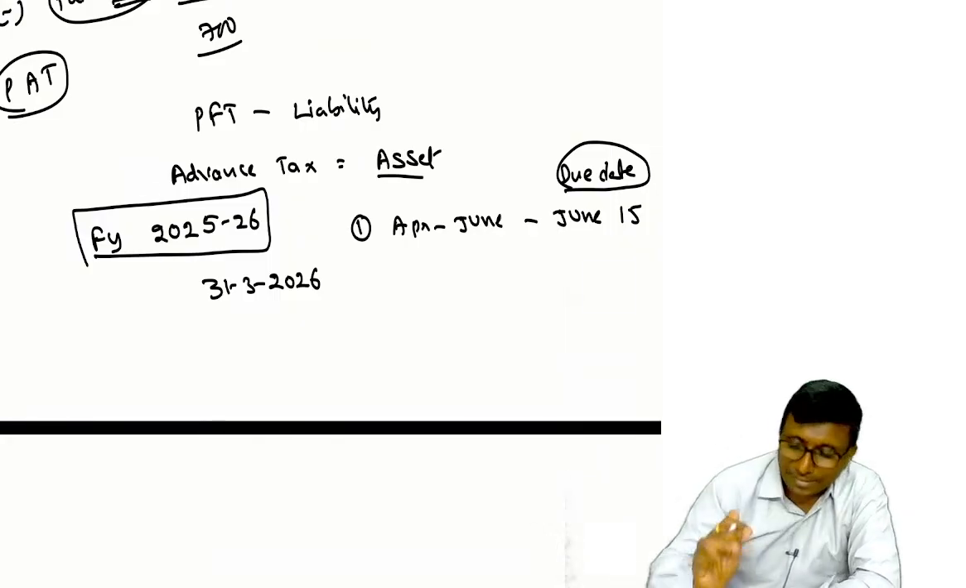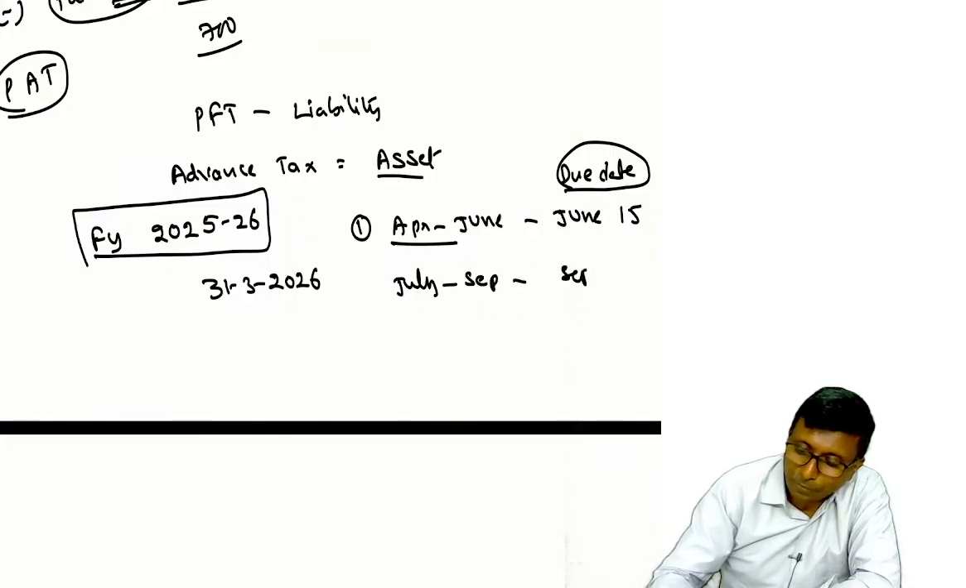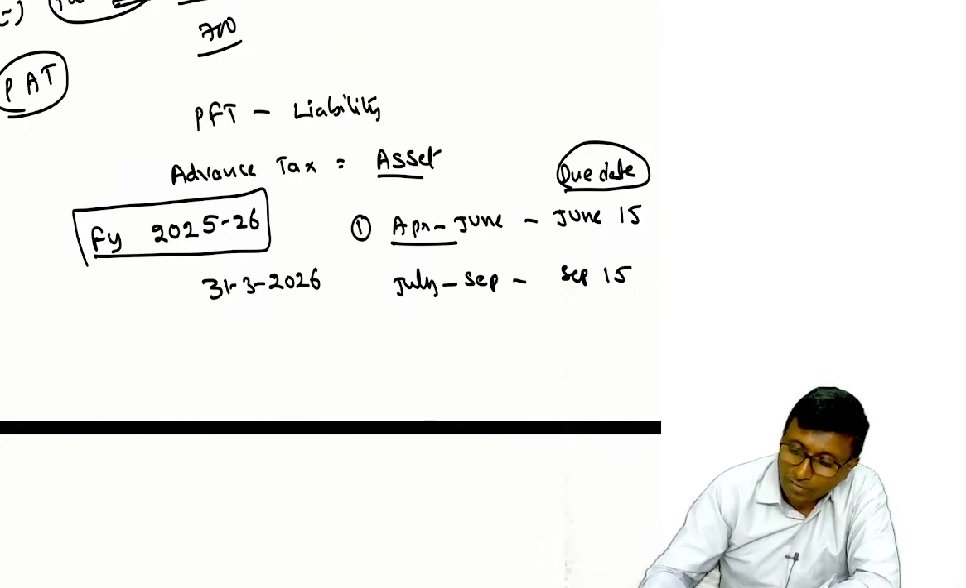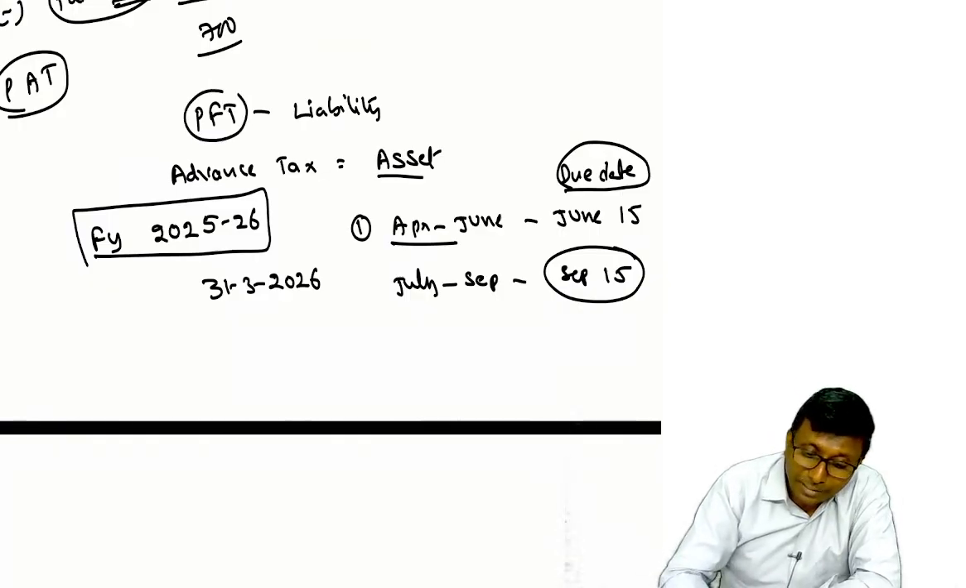Okay, like that. So April to June you should pay. Sir, okay, then July to what? July to September. Yes, by September 15th you are supposed to make a payment. Like each quarter, 15 days before completion of the quarter you are supposed to make a payment. That is advance tax. But provision for tax, when do you make it, sir?